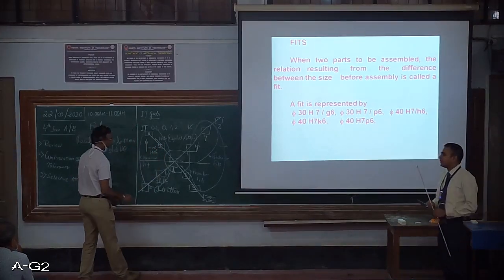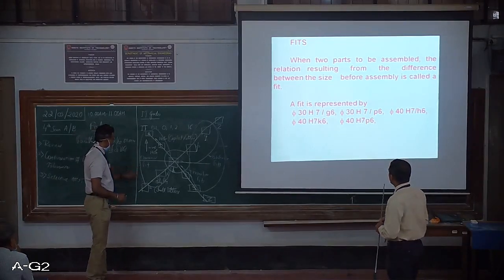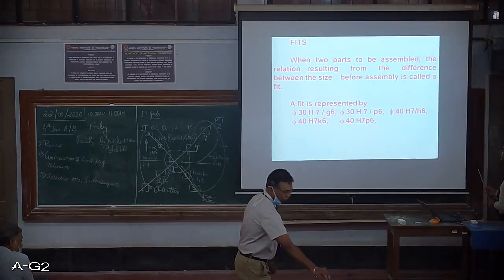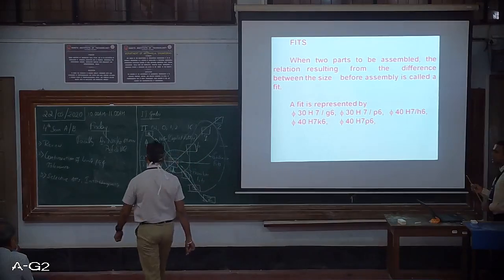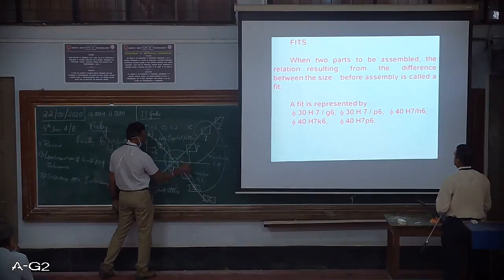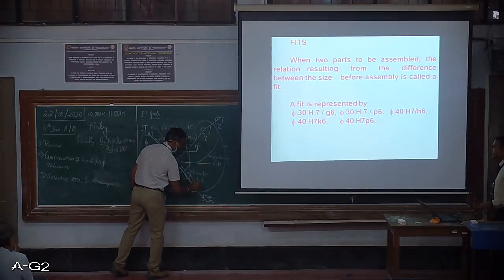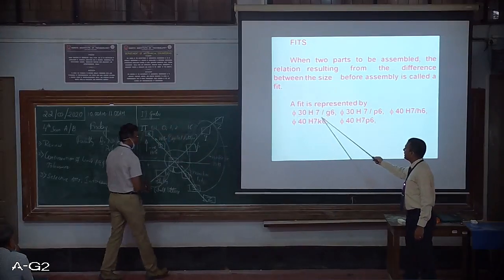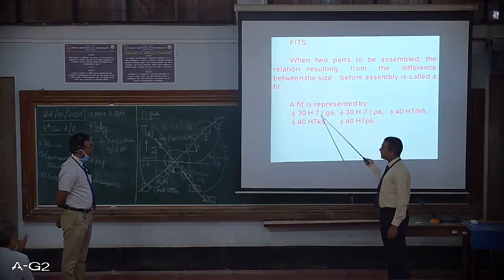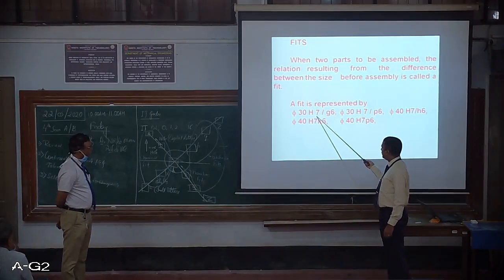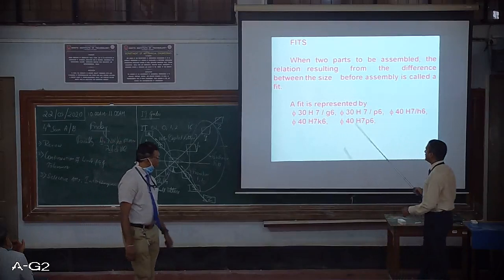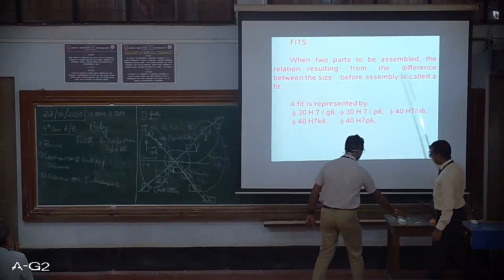So fits. What do you mean by fit? When two parts are to be assembled, the relation resulting from the difference between the sizes before assembly is called a fit. You have a hole and a shaft. The relation between the size of the hole as well as the shaft is called the fit. A fit is usually represented by this particular designation 30 H7 G6, where H7 represents the fundamental deviation and the tolerance on the hole, and G6 represents the fundamental deviation G, and 6 represents the tolerance grade on the shaft, and 30 represents the basic size.